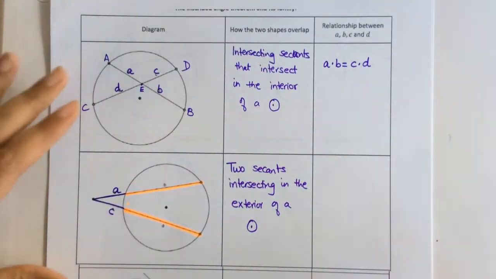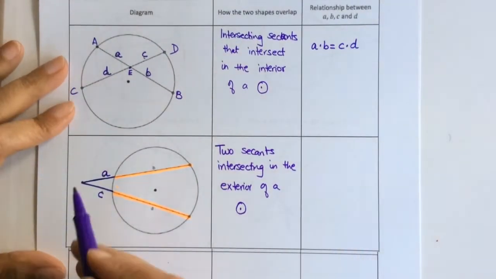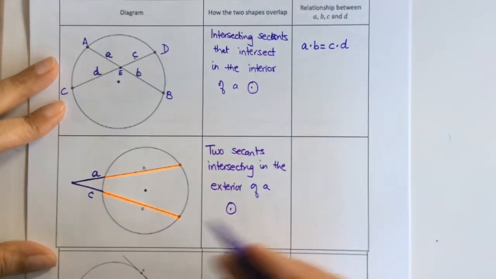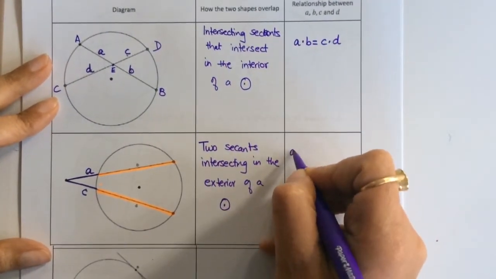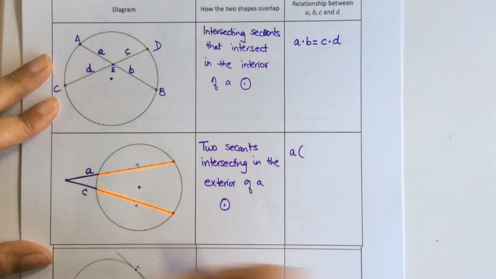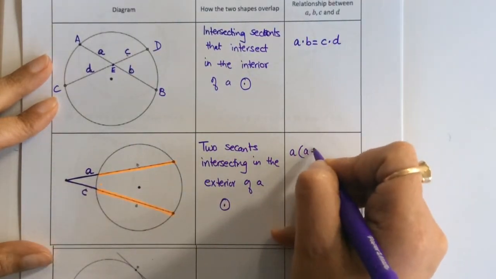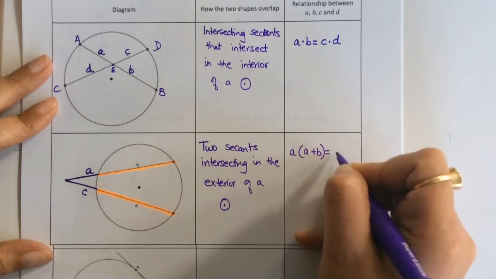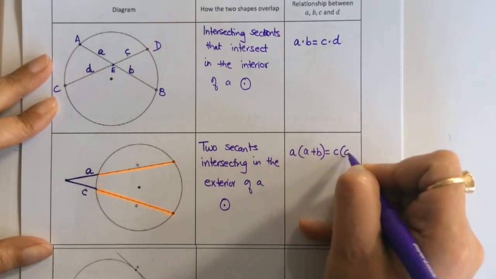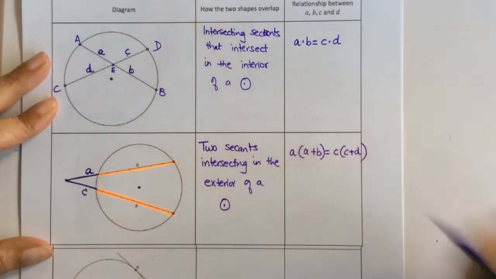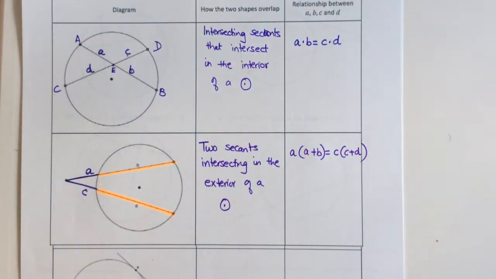So the relationship between A, B, C, and D is A times the entire length of the secant, A plus B, will equal C times C plus D. A times A plus B equals C times C plus D.